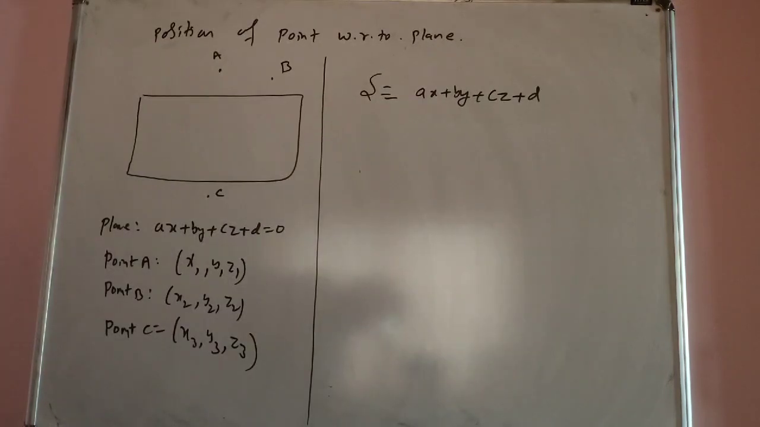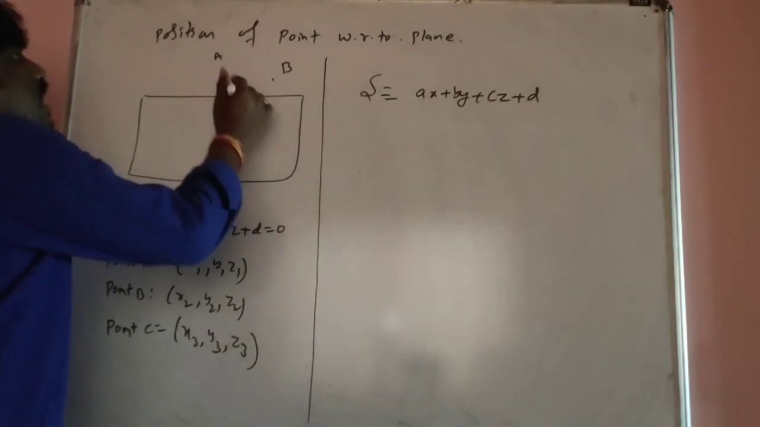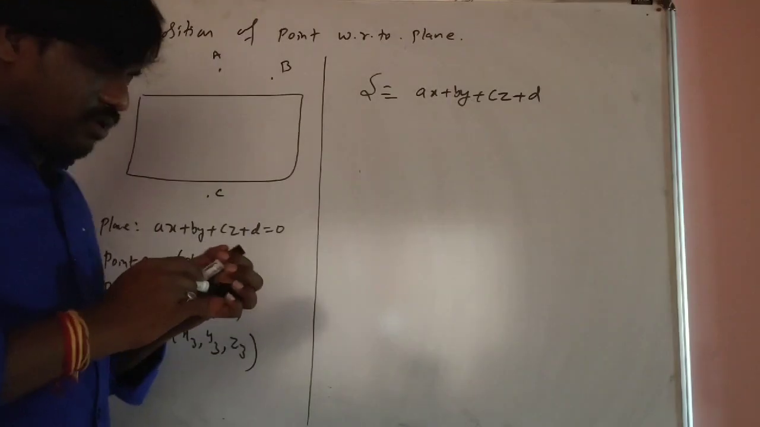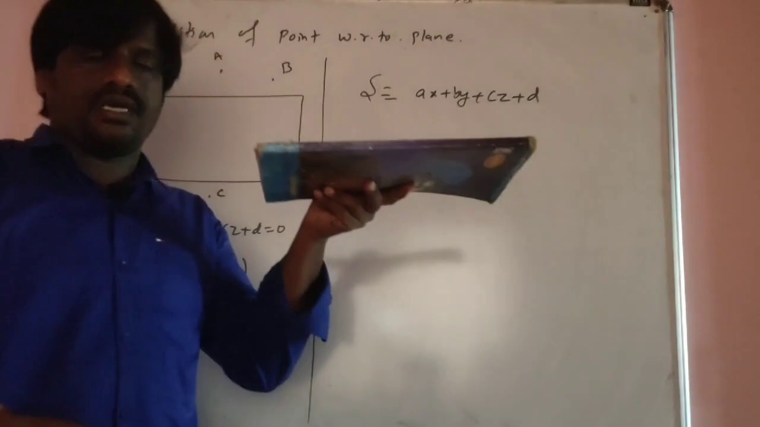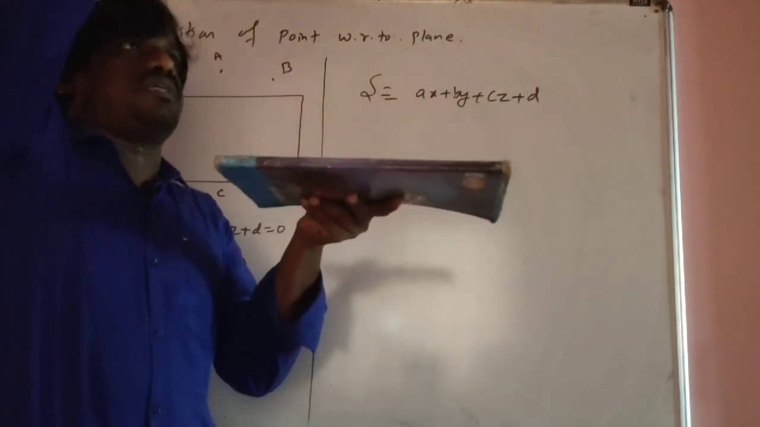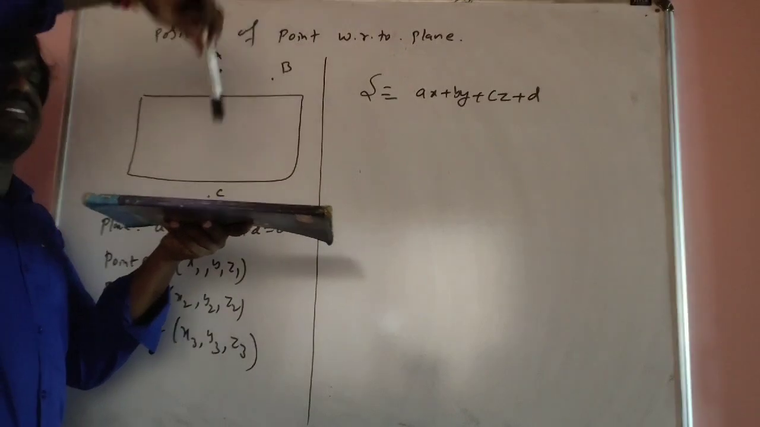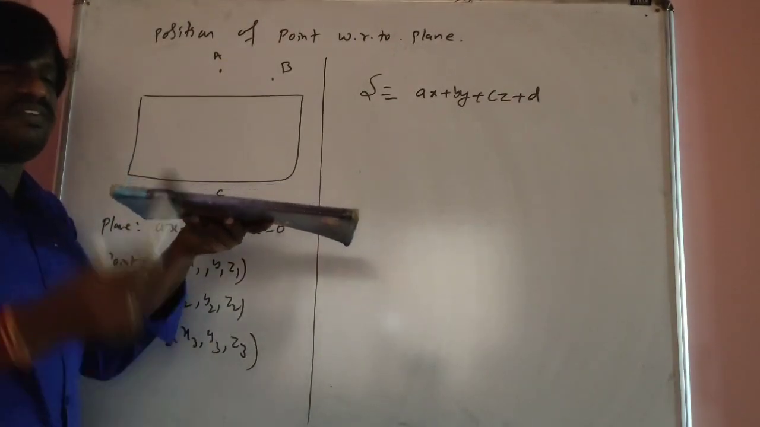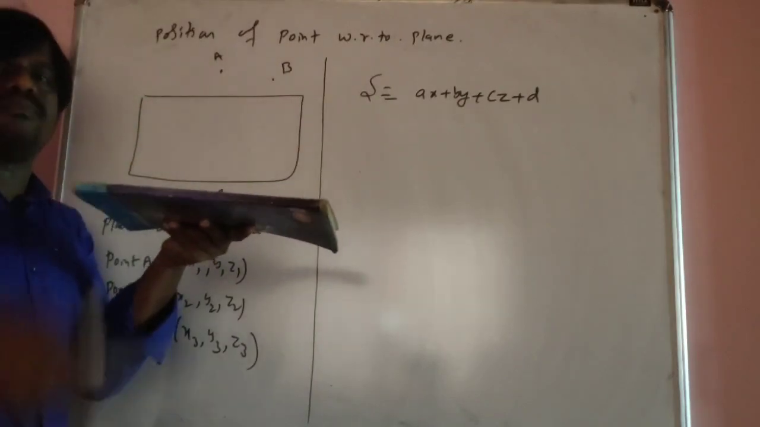Dear students, let us discuss the next concept here: position of a point with respect to a plane. Suppose you have a plane here, with upward and downward sides. I want to tell you in a simple way, if this is the plane, and A, B are on the upper side and C is on the downside, how do we know whether given points are on the same side or opposite sides?